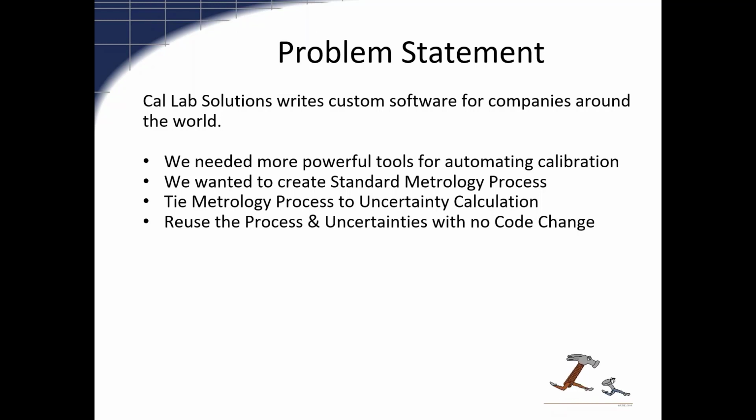When we started this out, the problem we saw as a company is that we've got several companies around the world that are writing automation, or that we're writing automation for. We needed a more powerful tool to write our automated calibration in. We needed to put this together so that we could have a standardized measurement process independent of the standards that were used. We wanted to get that process definition down to where standards became interchangeable.